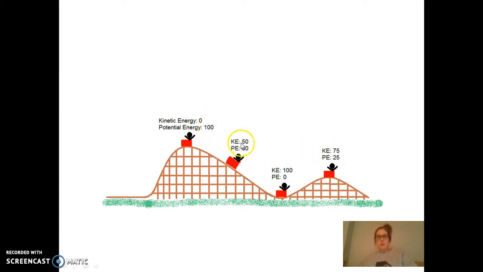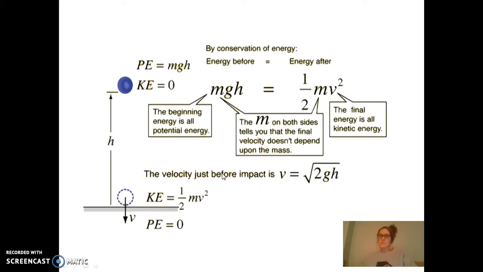Okay, so your potential and kinetic, they will change, but your total is always going to remain the same. Remember, potential and kinetic are inverse. When one goes up, the other goes down. If you're looking for the place where they're equal, try about halfway down the hill. And then don't forget energy is measured in joules.